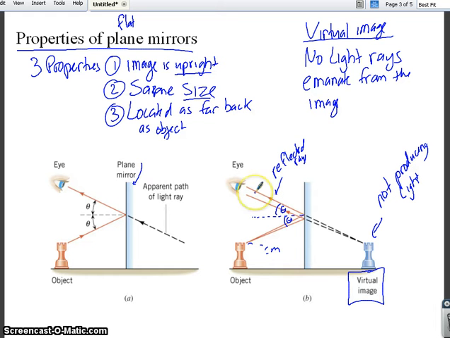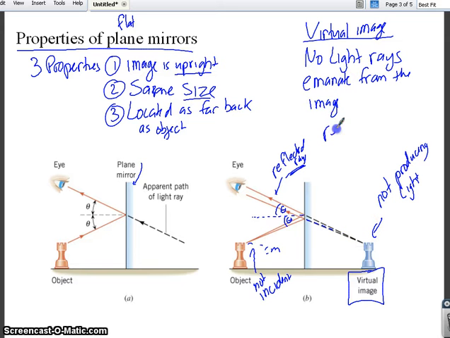That's what we see. And so what we're going to do a lot is draw dashed lines from the reflected rays, not the incident rays. And we're going to draw them back. You can see we draw them using dashed lines here. These two dashed lines connect right here, which with a plane mirror is just as far back as the object that was casting off the light. Virtual image, no light rays emanate from the image.